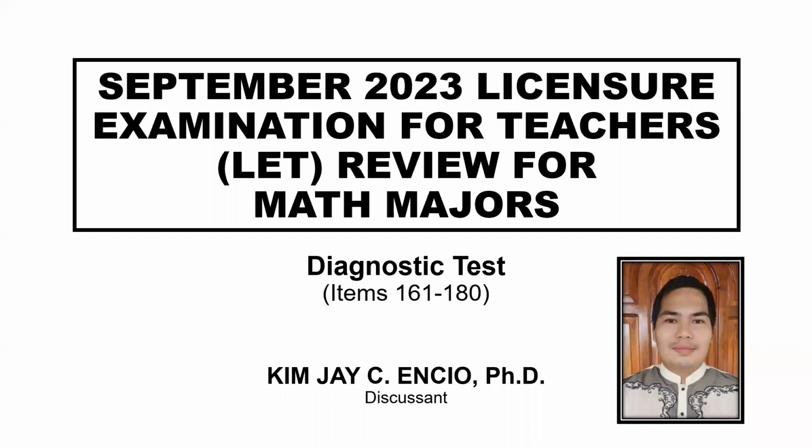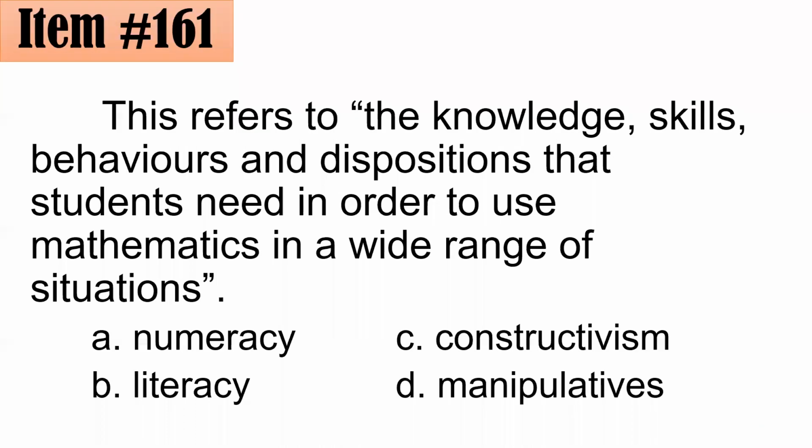So without much further ado, be reminded of the instructions: you are going to shade the letter of your correct answers, either from A, B, C, or D. However, if the correct answer is not found among the choices, then you are supposed to shade E in the answer sheets. All right, let's proceed to item number 161.